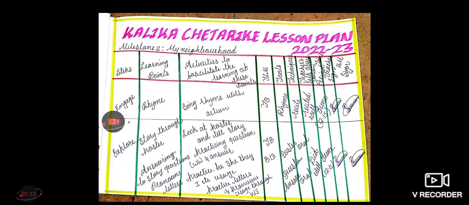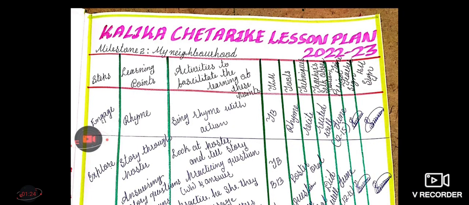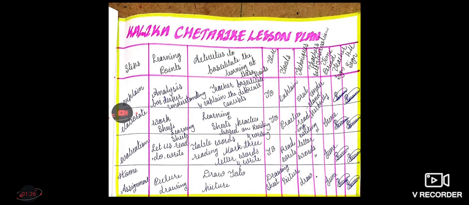Now steps on this lesson plan. So milestone number 2, my neighborhood. Steps include engage, explore, explain, elaborate, evaluation, and last, home assignment.